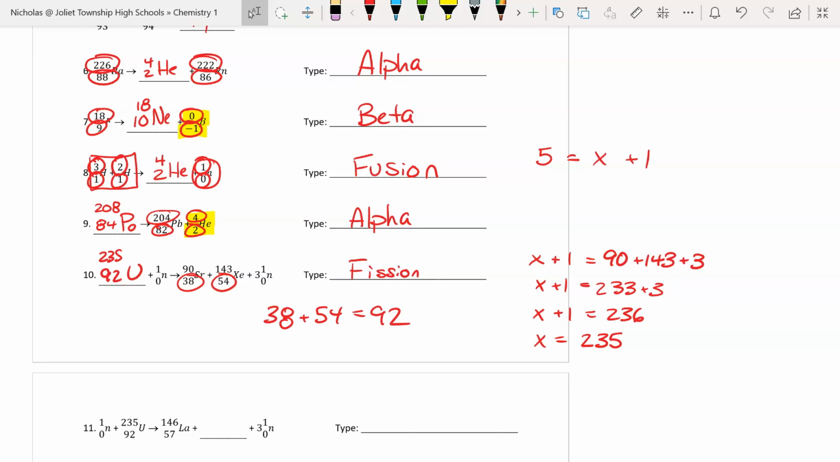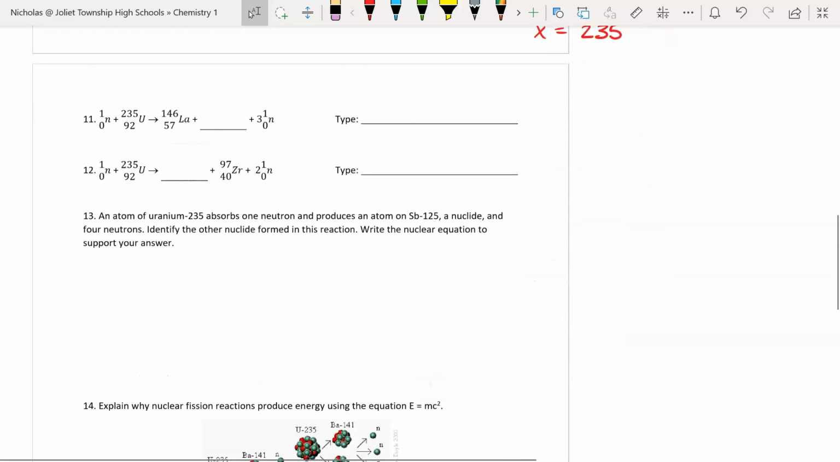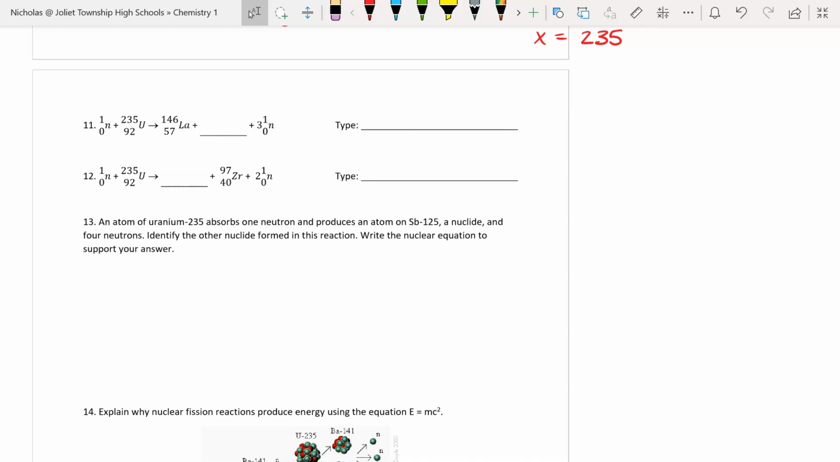All right, let's move on to the back side. 2 more problems. Okay, so again, I've got a neutron on the left side. I've got the 3 neutrons being kicked out on the other side. So we know that this is going to be good old fission. So it's just a matter of making sure everything balances.